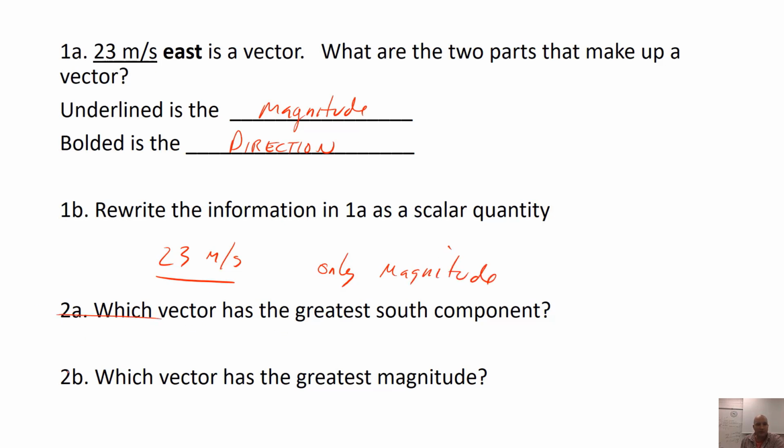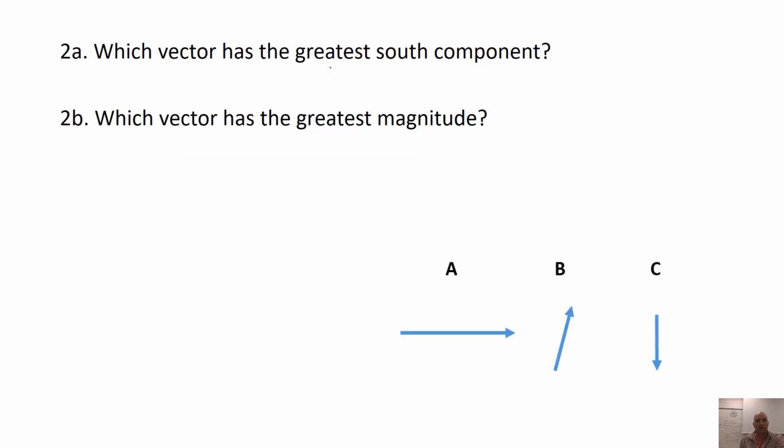Okay, so these all come from the next slide. Which vector has the greatest south component? Here when you're looking at these, one's going east, one's going northeast, one's going south. Well, there's only one that has a south component right there. So there's no comparison right there.